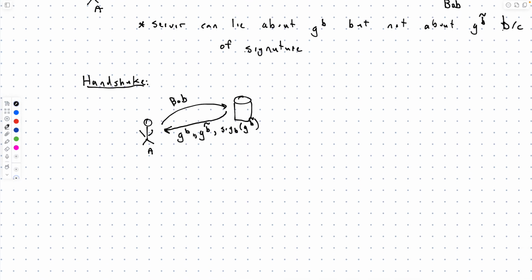Okay, so I get back this package. Now I'm going to do a couple of things with this packet. The first thing I'm going to do is check the signature. So I'll check that it's properly signed with g^B. The second thing is I need to check that g^B is right, that it is actually Bob's public key.